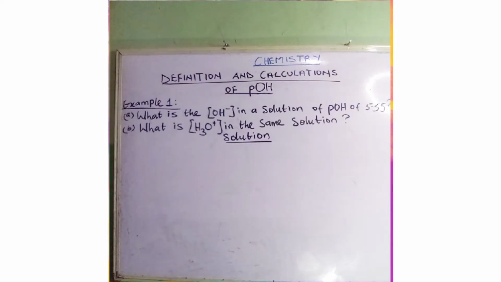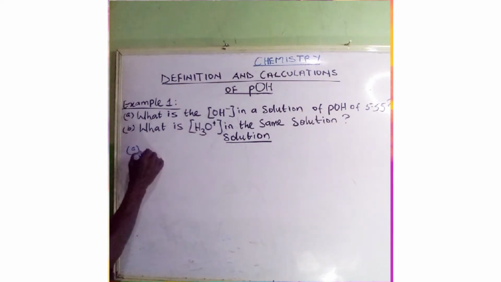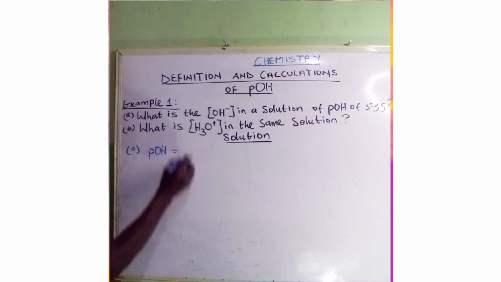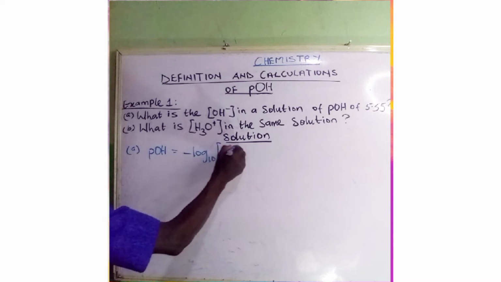Example 1, question A. What is the hydroxyl ion concentration in a solution of pOH of 5.55? B. What is the hydroxonium ion concentration in the same solution? To solve this, in question A, we want to calculate the hydroxyl ion concentration given a pOH of 5.55. And we know that pOH of a solution equals minus log to base 10 of hydroxyl ion concentration.